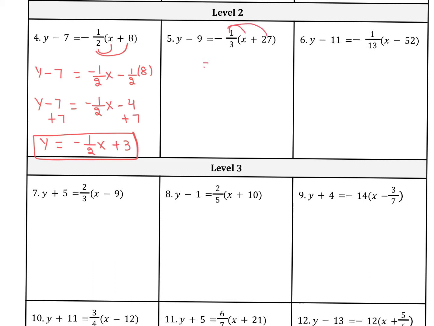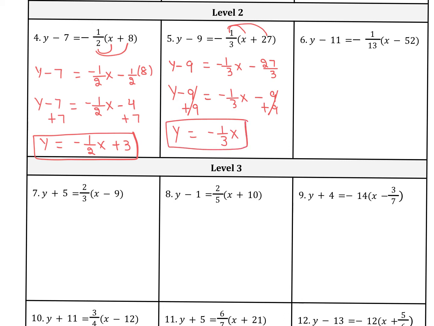Distribute again: negative 1 over 3x minus 27 over 3, y minus 9. Y minus 9 equals negative 1 over 3x minus 9, plus 9 on both sides. This 9 and 9 cancel. Y equals negative 1 over 3x is your answer.